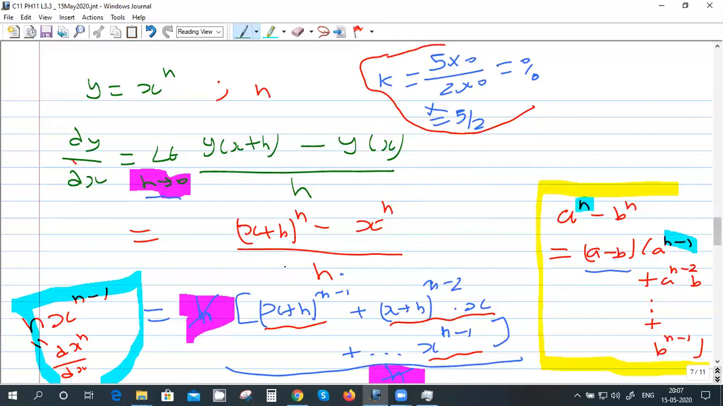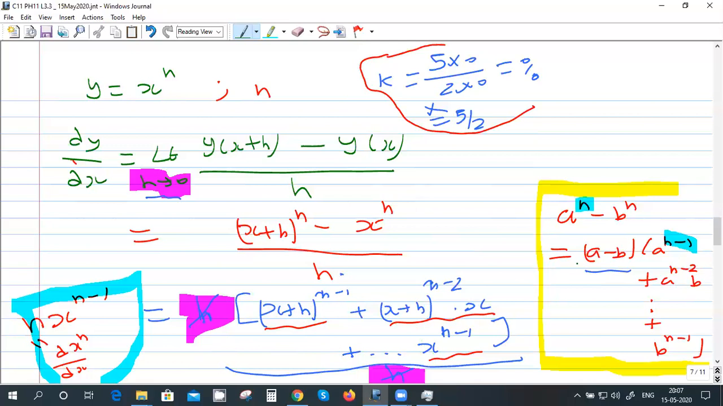So using this identity, you can write like this. A is x plus h and B is x. So A minus B is h in this case, and that h will cancel the h in the denominator. This will be a polynomial of degree n minus 1. In the limit when you put h equal to 0, all of the terms will become x raised to the power n minus 1.